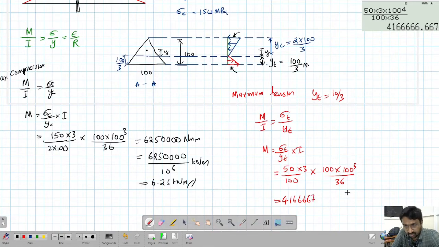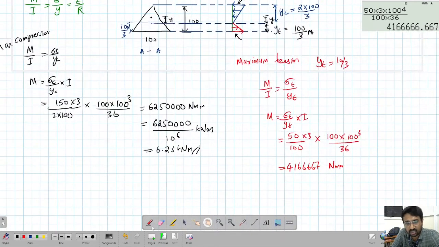5 sixes. So this is Newton millimeter. This is the same as I can divide by 10 raised to 6. 416666667 divided by 10 to the power 6 gives kilonewton meter. So 1, 2, 3, 4, 5, 6. That is nothing but 4.16 kilonewton meter.